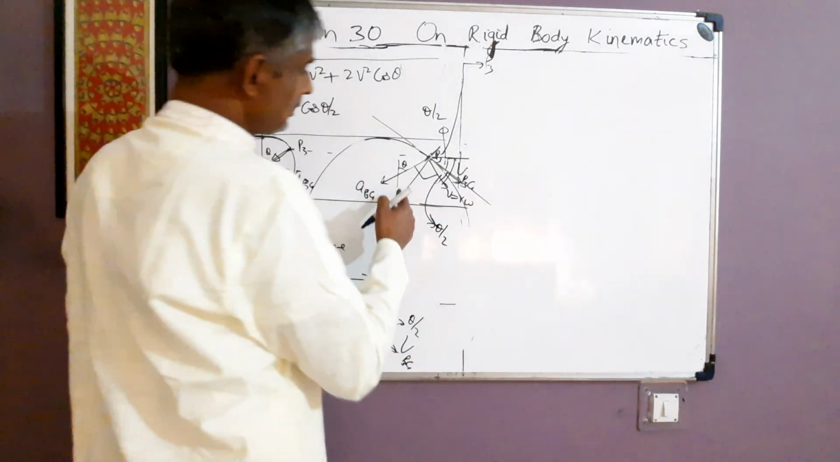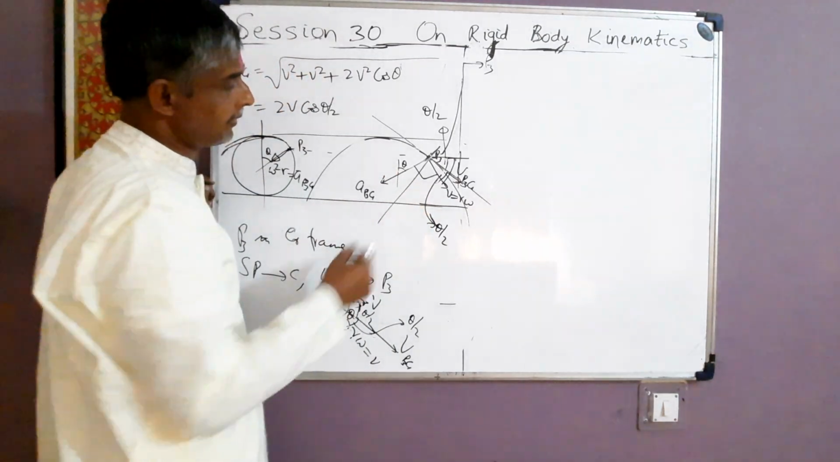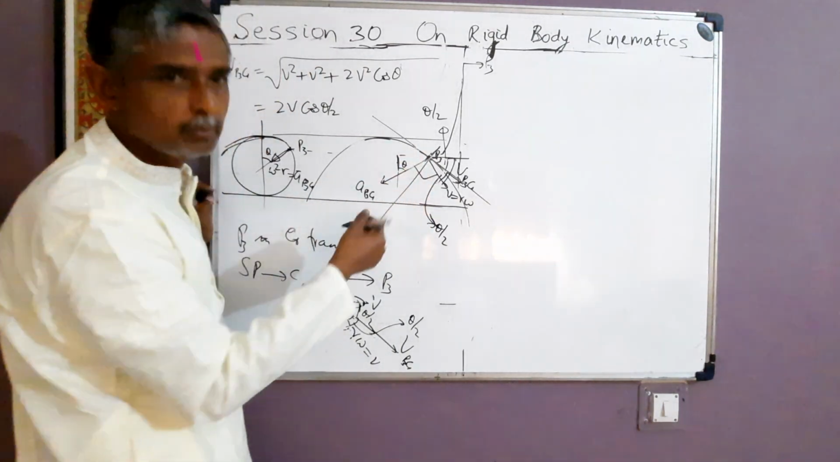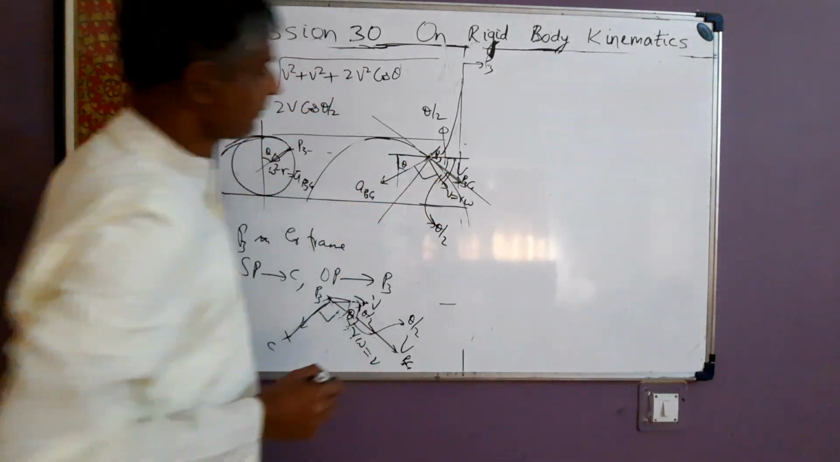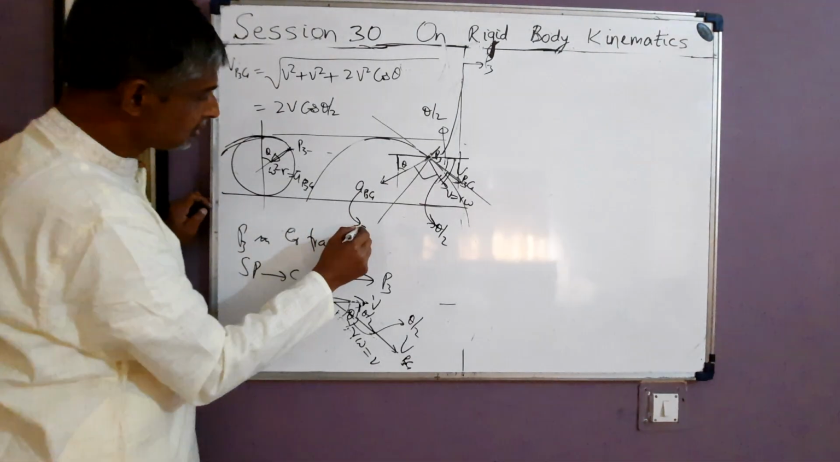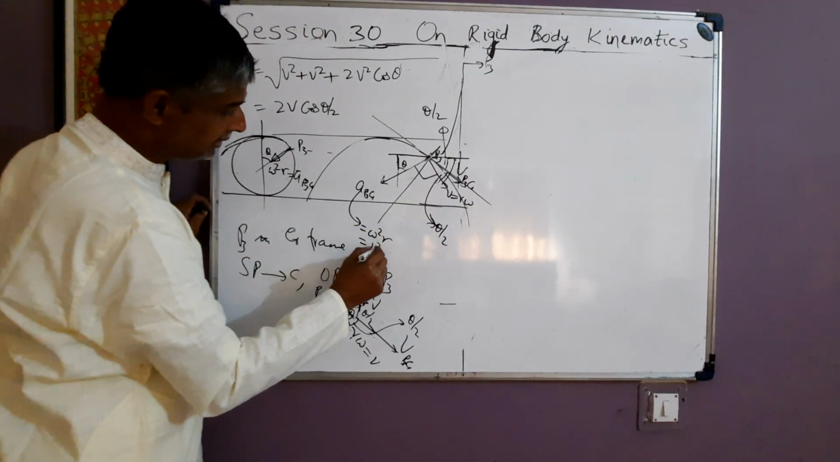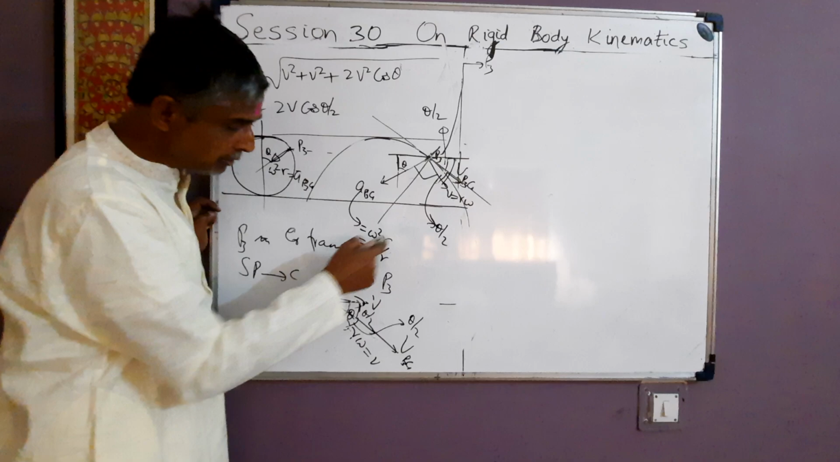So, just slight geometry. And AP3G is how much? Omega square R, that is V square by R squared into R, V square by R.